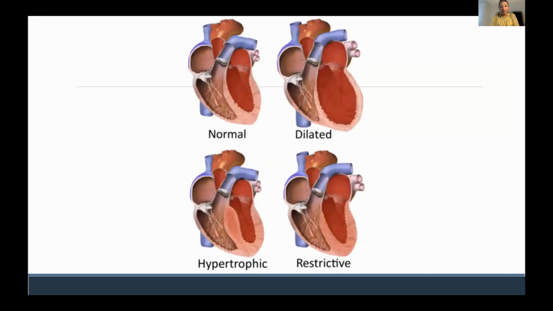So these are the main categories where you have normal, this is a normal heart up here, dilated cardiomyopathy that is distinctly known by its dilated phenotype, hypertrophic cardiomyopathy, and then restrictive cardiomyopathy. Today, we're going to focus on dilated cardiomyopathies.